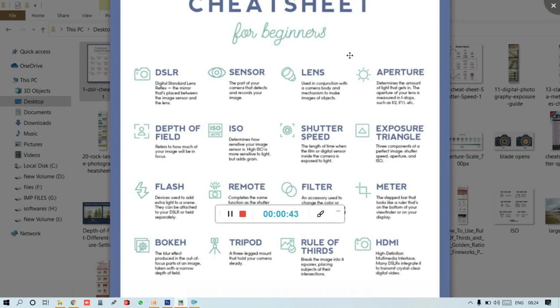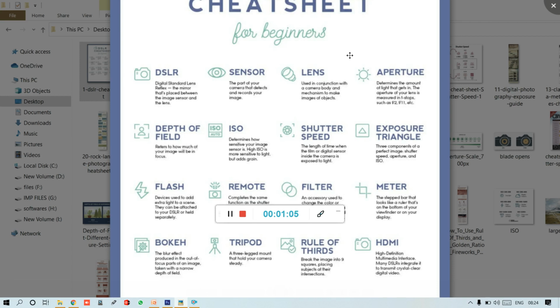Okay, now what is a sensor? The part of your camera that detects and records your image. So ஒரு image record பண்ணதுக்கு ரொம்ப முக்கியமானது என்னது? Sensor. The third one is going to be lenses, which is one part of your camera body which helps as a mechanism to find the objects, to capture the image of an object.